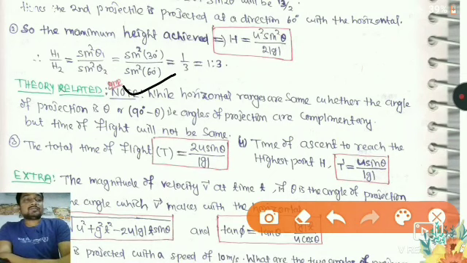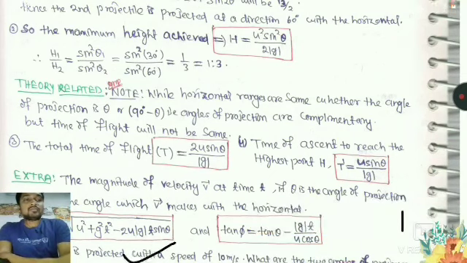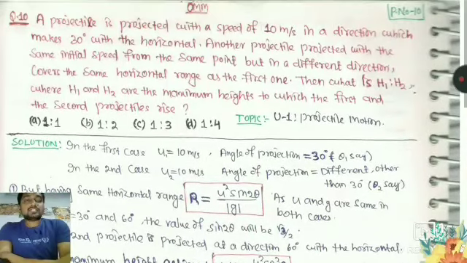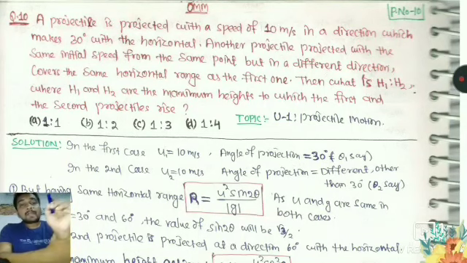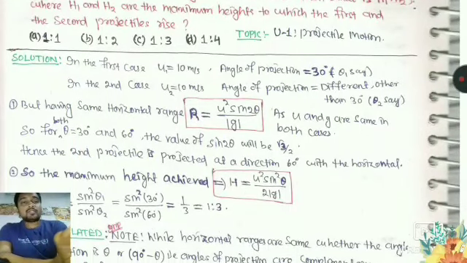This we can prove from the question. The question says, having the same horizontal range, what is the ratio of their maximum heights? First the projectile is projected with an angle of 30 degrees and next it is projected with a different angle, but the angle is not given. You have to calculate this angle so that the range will be the same. So we have the formula for the same horizontal range, R equal to u square sin 2 theta by g, modulus of g.